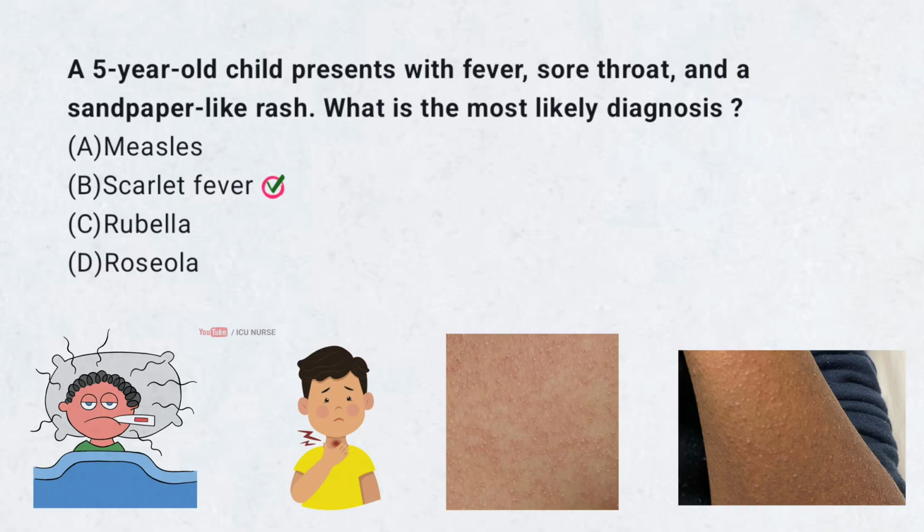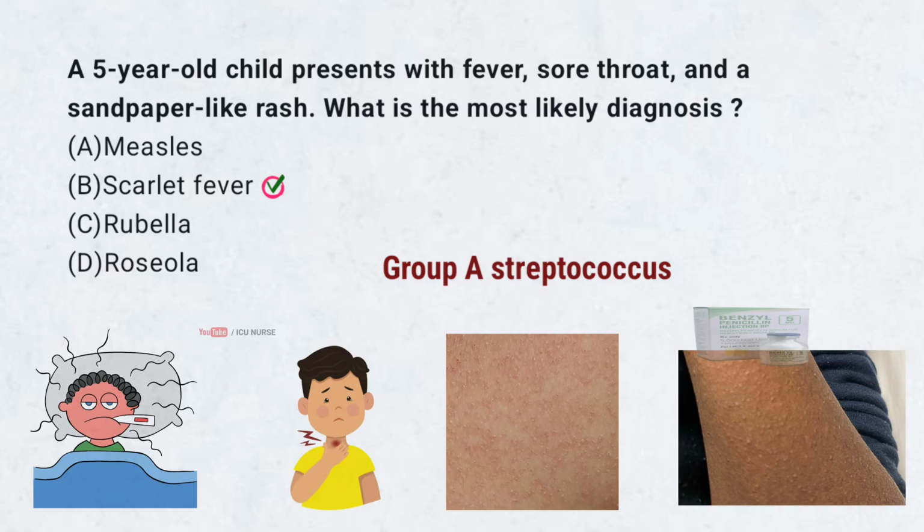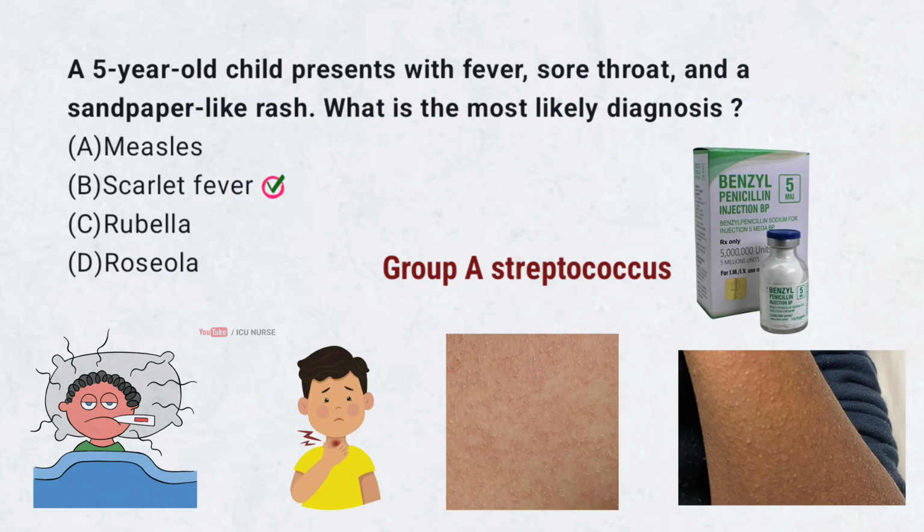Scarlet fever. Scarlet fever is caused by group A streptococcus and is characterized by fever, sore throat, and a sandpaper-like rash. The rash is due to erythrogenic toxins produced by the bacteria. It is treated with antibiotics like penicillin.